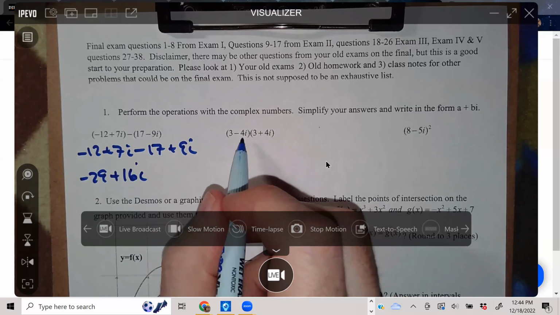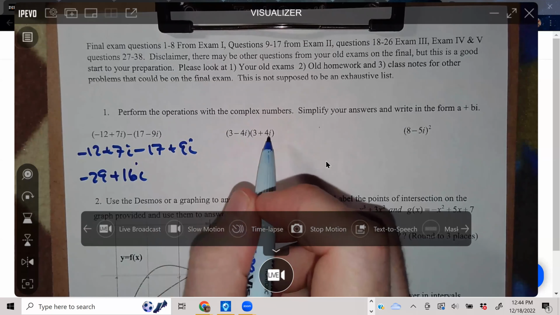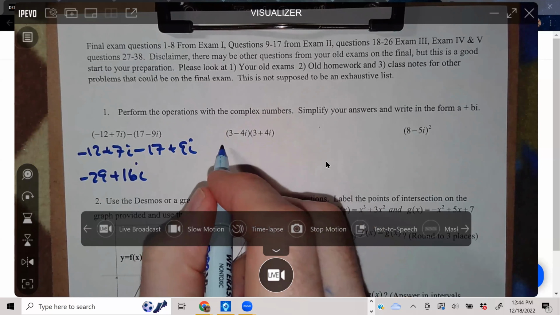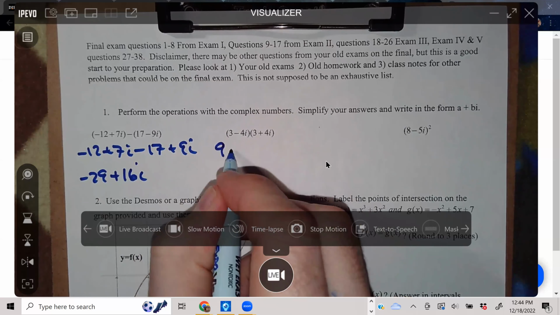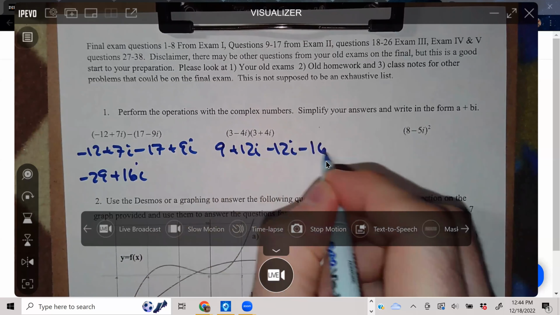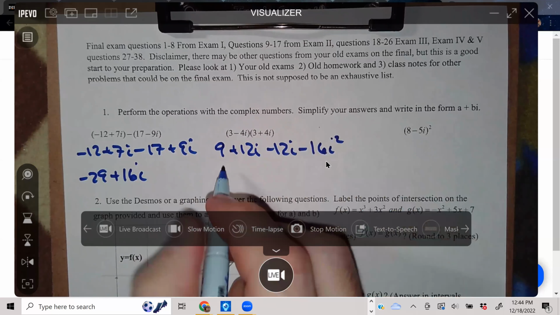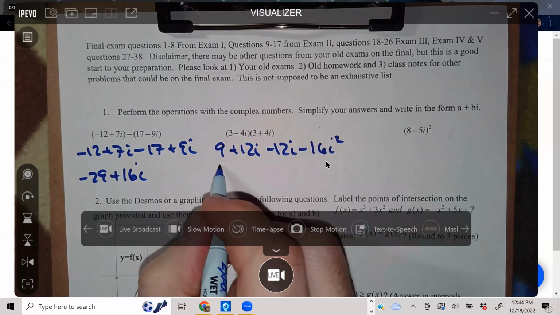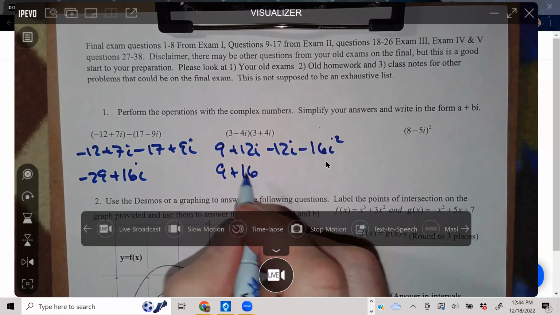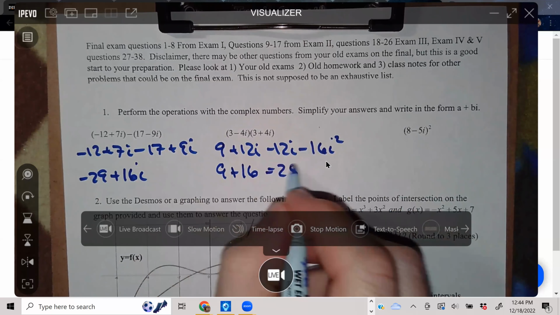The big problem with this one is a lot of people forget that when you multiply negative 4i times 4i, you get negative 16i squared. So hopefully you can remember that i squared is special because it becomes negative 1. We get 9 plus 12i minus 12i minus 16i squared. Those cancel each other out. End up with 9 plus 16. Remember, i squared is negative 1. That gives you 25.